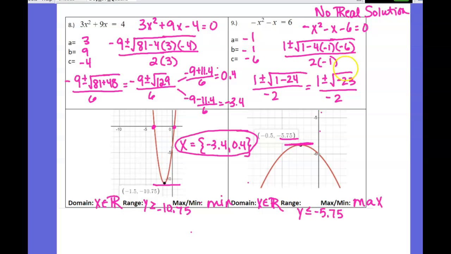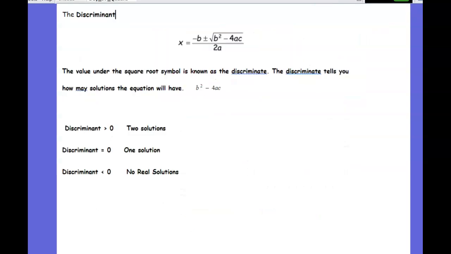Okay, so right in here, what's under the radical sign is known as the discriminant. Okay, and we're going to look a little bit at the discriminant. If that discriminant is less than 0, there are no solutions, because we can't take the square root of a negative number. All right, if it's equal to 0, that's when we have one solution, and if it's positive, that's when we have our 2 solutions. So that discriminant is important.